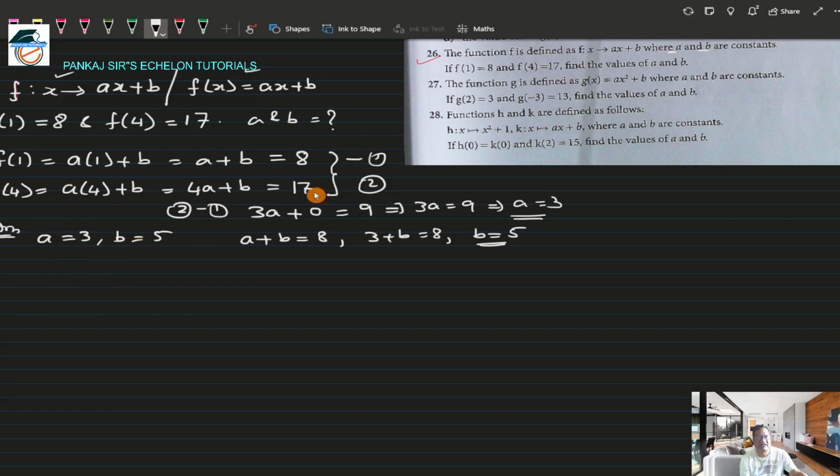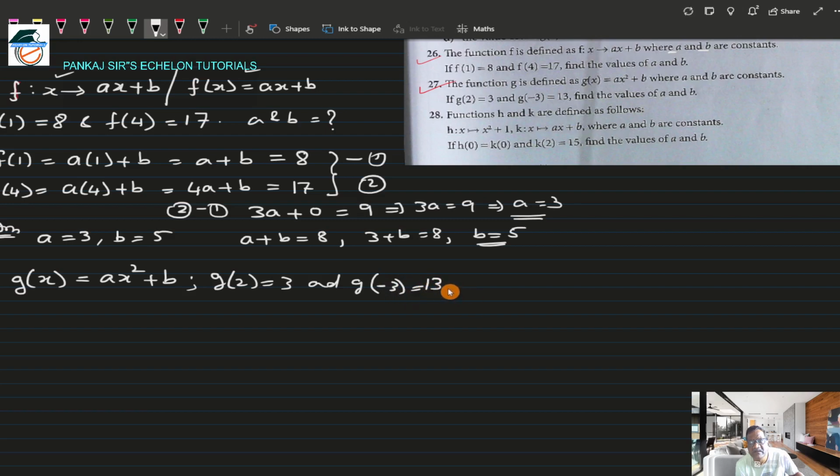Now let us quickly go to question number 27. It says the function g is defined as g of x equal to ax squared plus b, where a and b are constants. Moreover, he has given that g of 2 is equal to 3 and g of minus 3 is equal to 13.